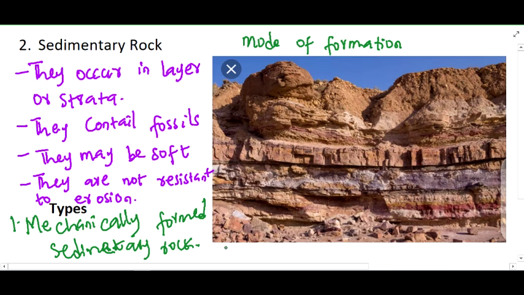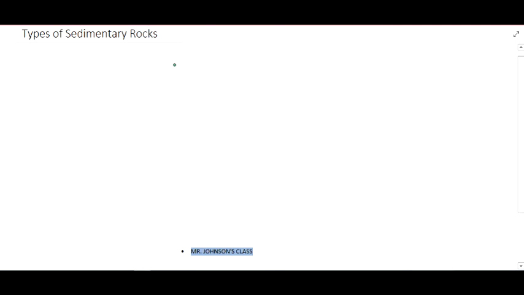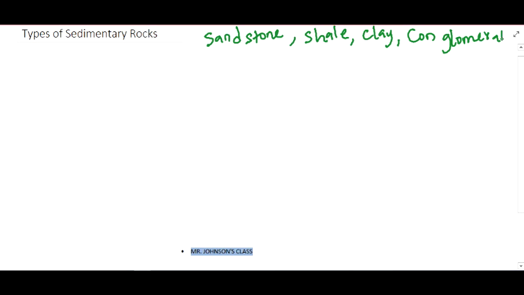And examples of mechanically formed sedimentary rock, let me go to the next slide and write the examples. We have sandstone. These are examples of mechanically formed sedimentary rock. We have shale, we have clay, and then we also have conglomerates.